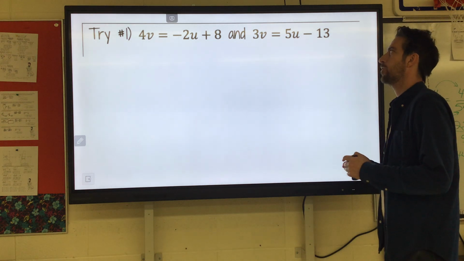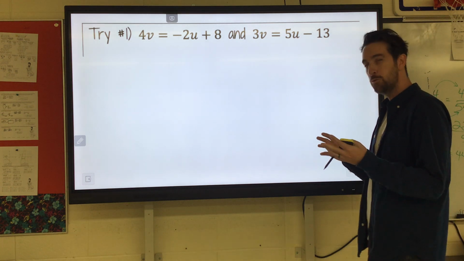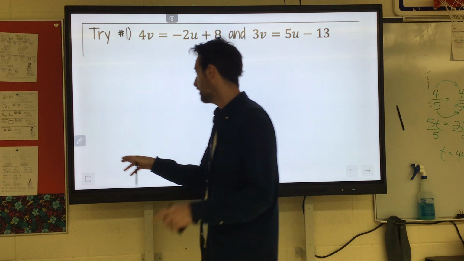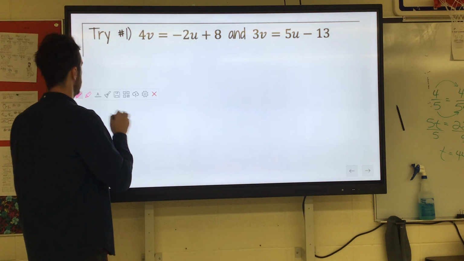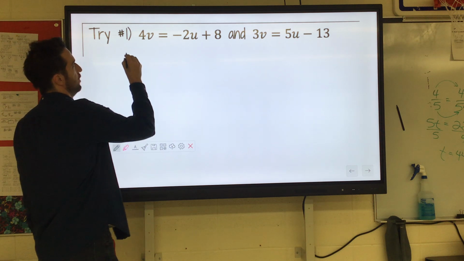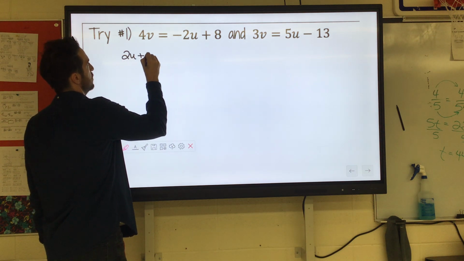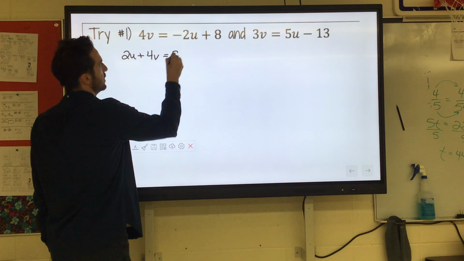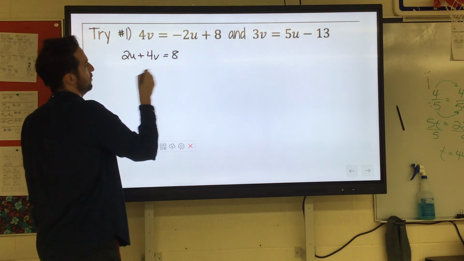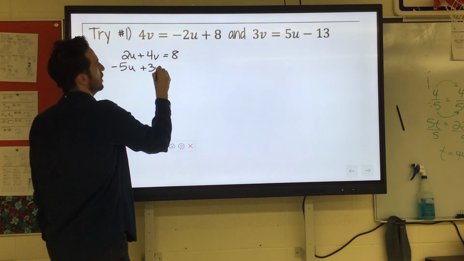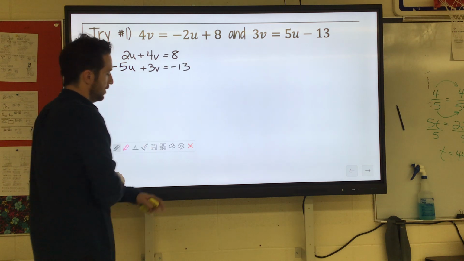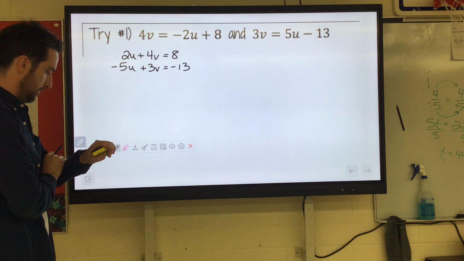Now, both of them require us to get the u's and the v's on the same side. So we'll go ahead and start that together. We're just going to add the 2u to the other side. So we would have 2u plus 4v equals 8. And on that one, we would subtract the 5u. We'll just go ahead and do this one together.